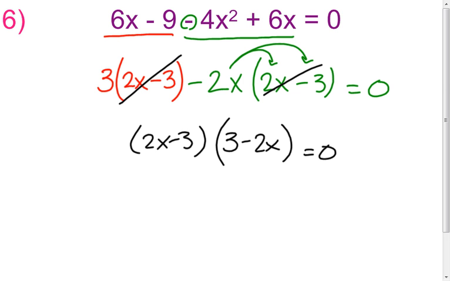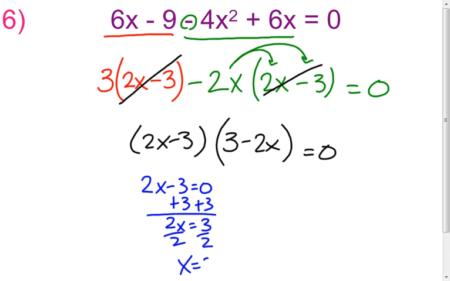And now you're at the point where you can set each parentheses equal to 0 and go ahead and solve it. Oops, and by the way, guess what I forgot? Oh no, I didn't. Okay. Set each parentheses equal to 0. So 2x minus 3 equals 0. I'll go ahead and solve that by adding 3. And then divide by 2, of course. And x will be 3 halves.